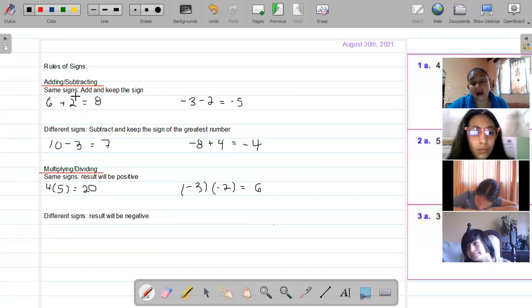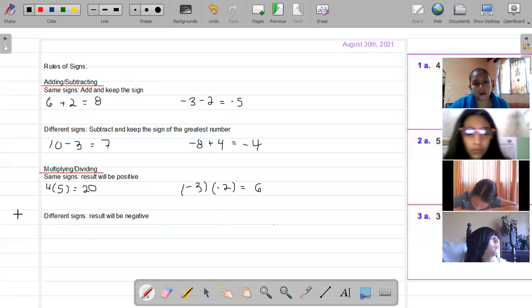Over here it was same signs, you add and you keep the sign. For multiplication and division, also for division, these examples are multiplication, but we're going to give an example of division over here. So it will be the same thing. Same signs, my answer is positive. Now, next part, it says different signs, my result will be negative. This is a new part, something that they didn't teach us in elementary. They didn't teach us different signs, okay?